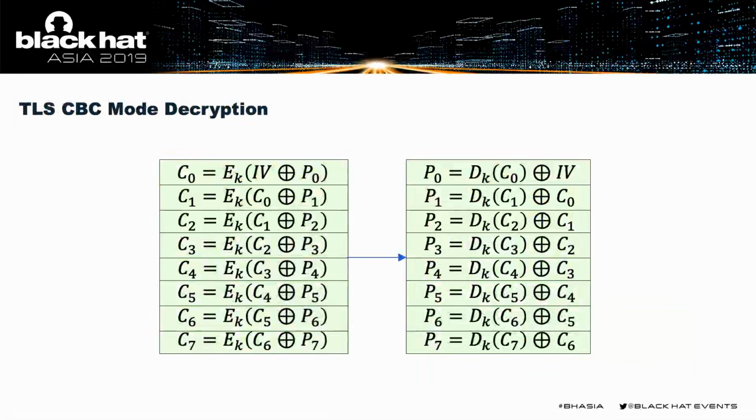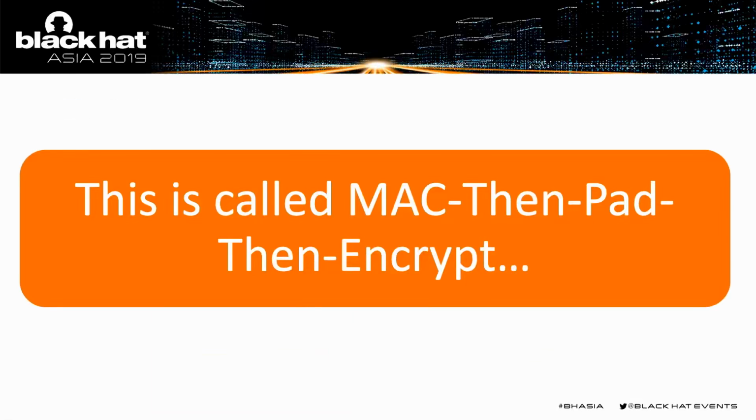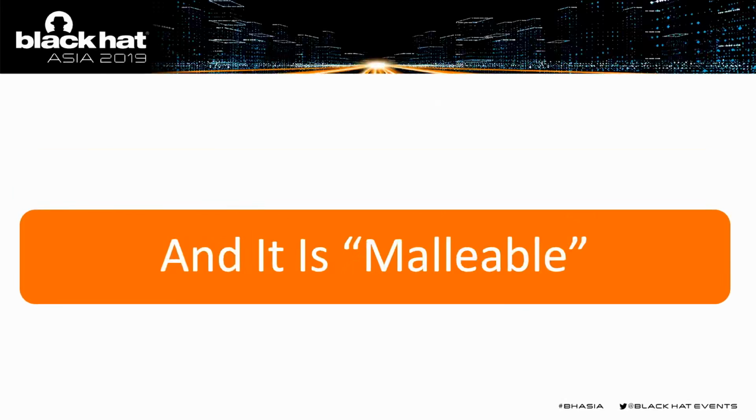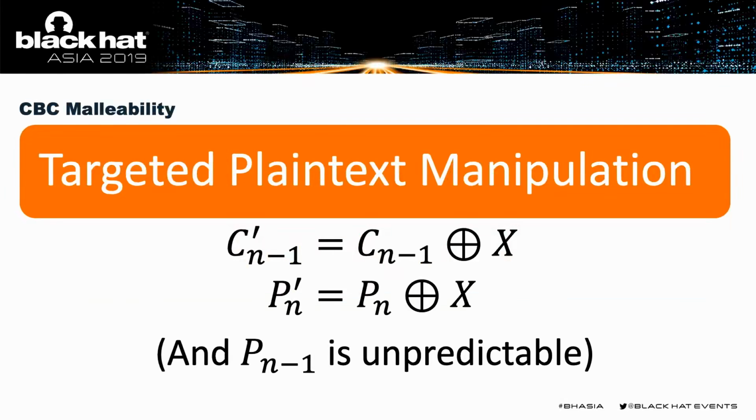So if we want to decrypt this, obviously it's a pretty trivial reversal. On the encryption side, we're XORing and then encrypting, so to decrypt, we need to first decrypt and then XOR. The process here is called MAC, then pad, then encrypt. And this is what cryptographers refer to as malleable encryption. The reason for that is that the use of XOR in this way allows for targeted plain text manipulation, and the fact that the message isn't necessarily fully authenticated.